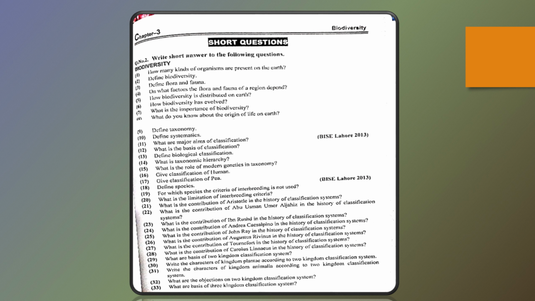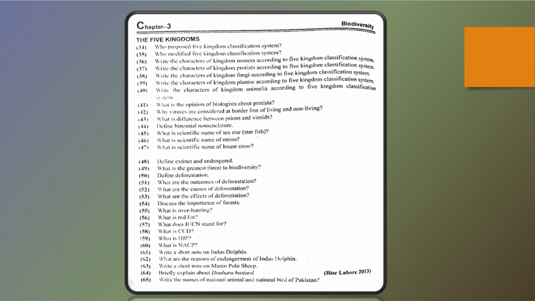What are the bases of two kingdoms classification system? Write the characters of kingdom Plantae according to the two kingdom classification system. Write the characters of kingdom Animalia according to two kingdom classification system. What are the objections on two kingdoms classification system? What are the bases of three kingdom classification system? The five kingdoms is the next topic. Who proposed five kingdoms classification system? Who modified five kingdoms classification system?